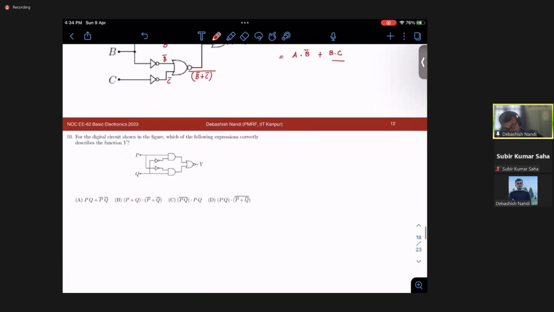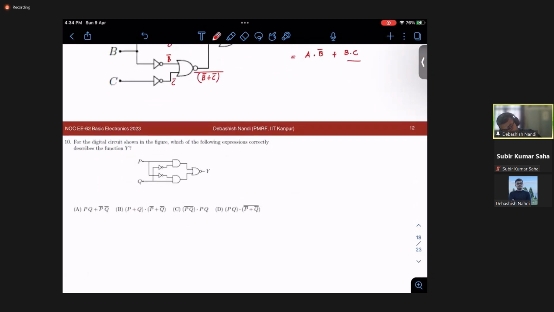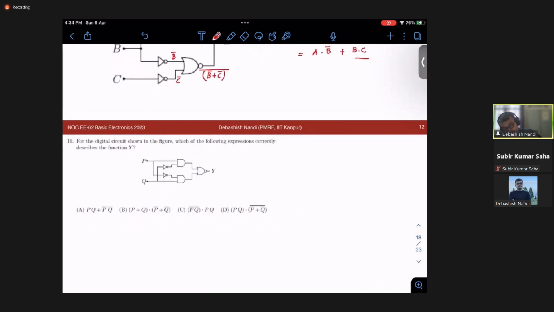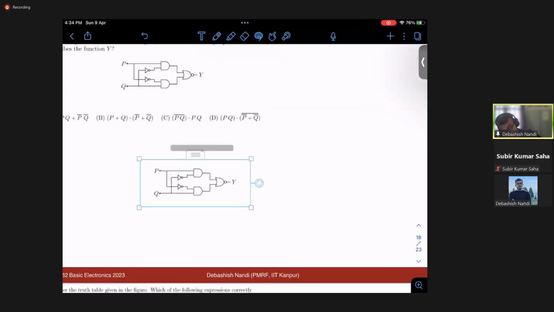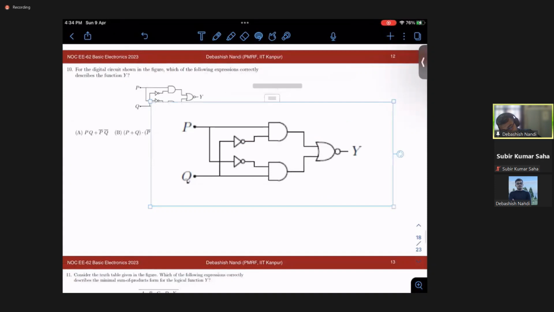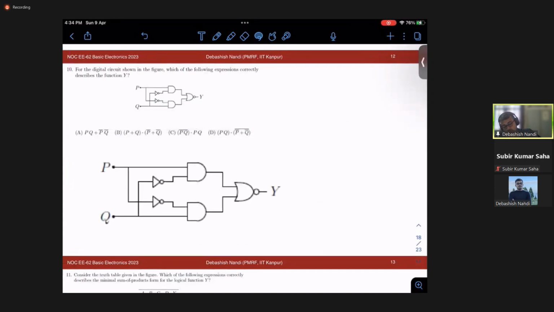Again, moving forward. Okay, just let's copy it and zoom it up. Okay. So again, similar way, P is coming here, P is getting inverted here, so it is P bar. Q is inverting here, it is Q bar. Q is coming here, it is Q. So this will be P Q bar AND gate. This is nothing but P bar Q.